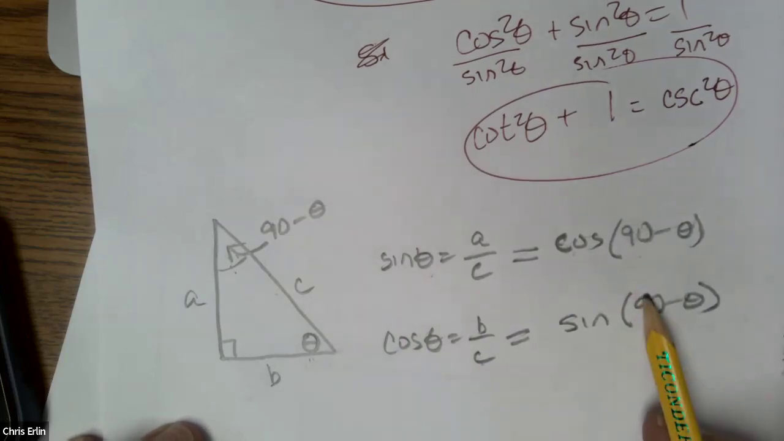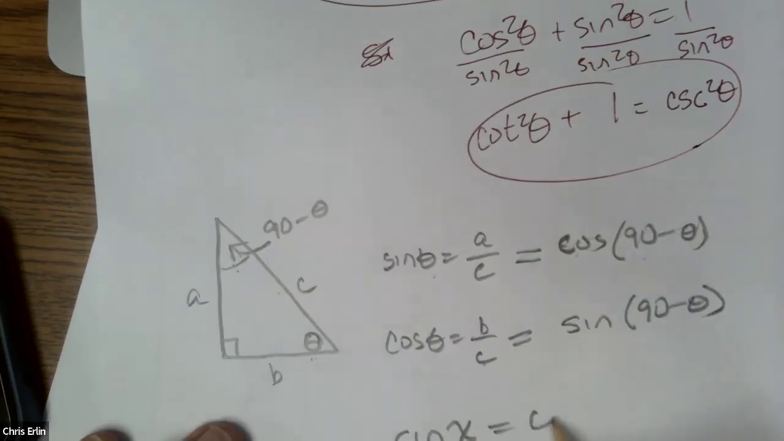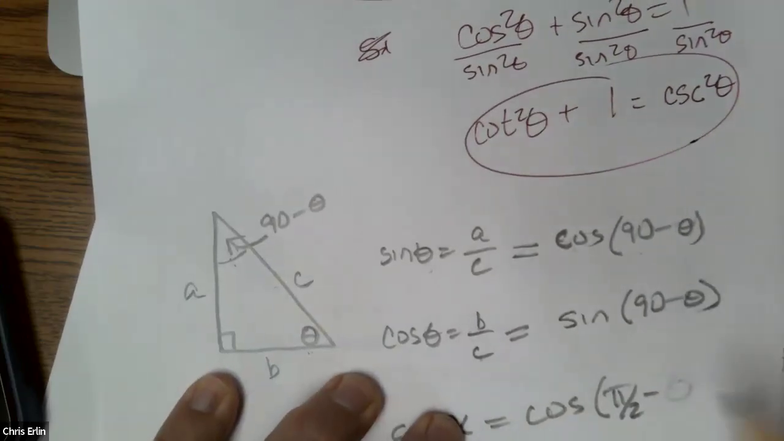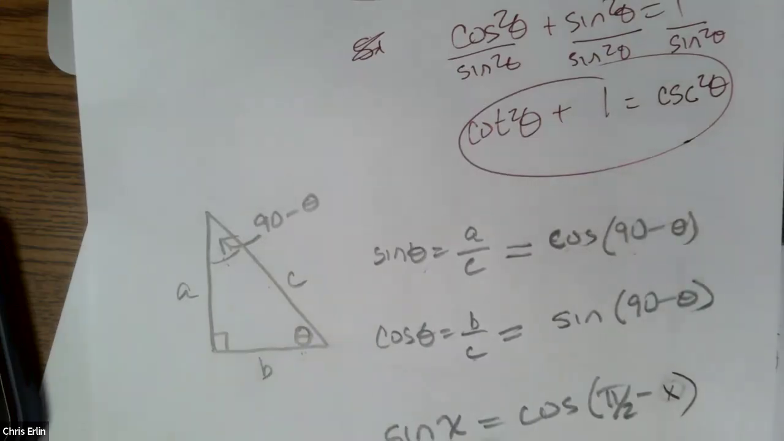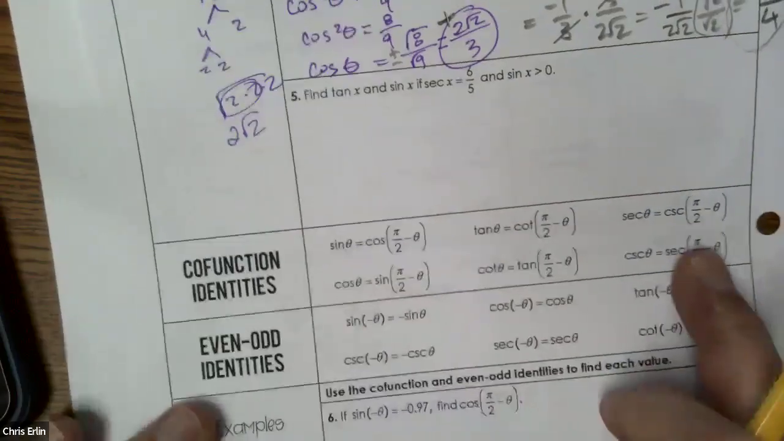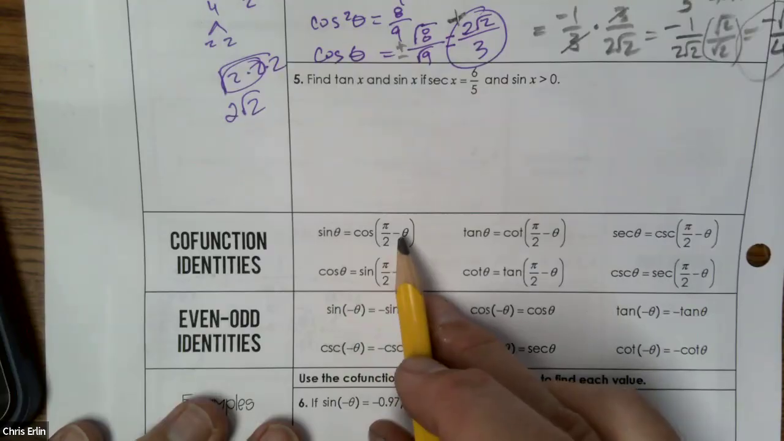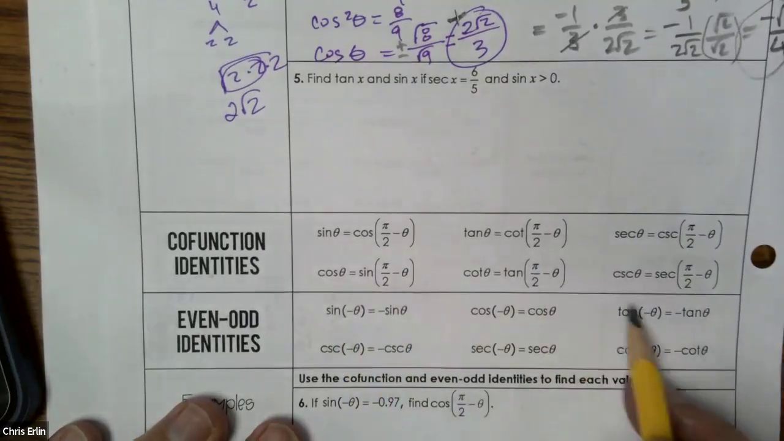And that's true whether these are 90 degrees or whether we're talking about radians, and we're saying pi over 2 instead of 90. The same relationship holds true. So that's what they're expressing here. These are all the relationships. Sine of theta is cosine of pi over 2 minus theta. Cosine, tangent, cotangent, etc.